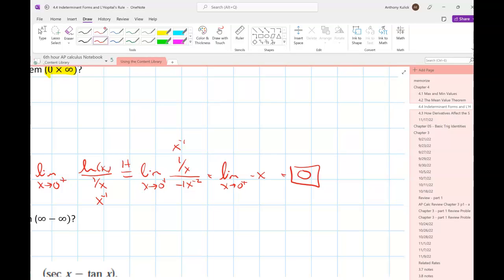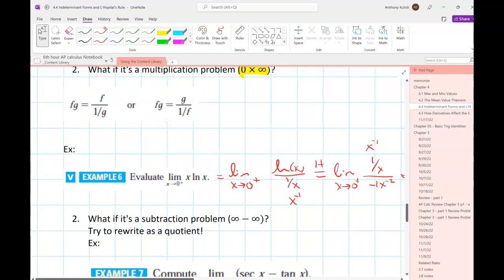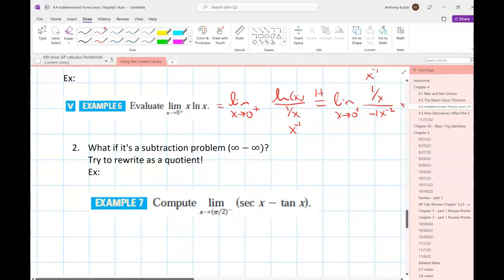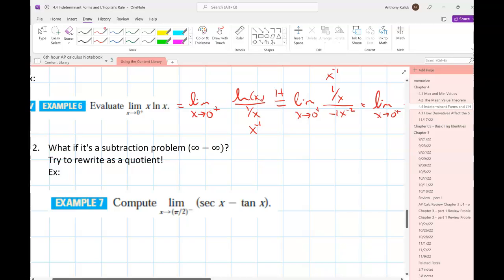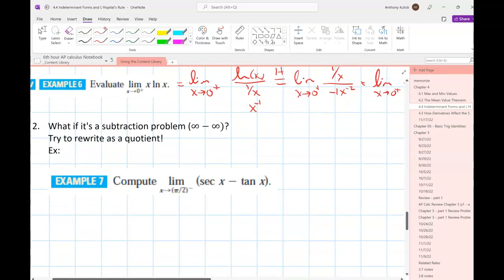Now, if it's a multiplication problem, not a big deal, right? What if we have a subtraction problem, like infinity minus infinity? Well, the goal would be to try to rewrite this as a quotient. Let's look at an example of how we might do that. So limit as x approaches pi over 2 from the left of secant x minus tan x.